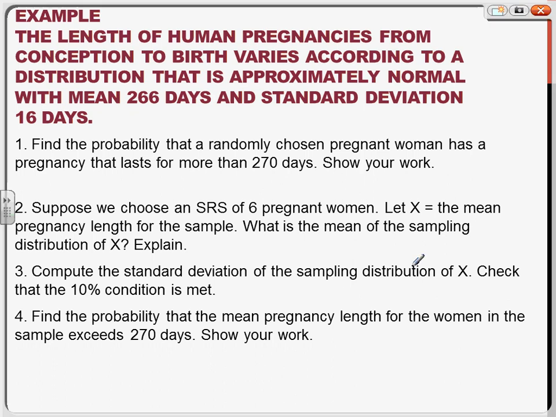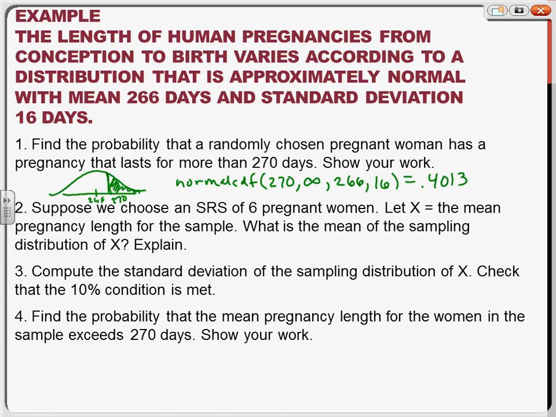All right, so we had a mean of 266, and we want to find 270 on. So I can do a normal CDF from 270 to infinity, with the mean and your standard deviation, and get 0.4013. It's about 40%.